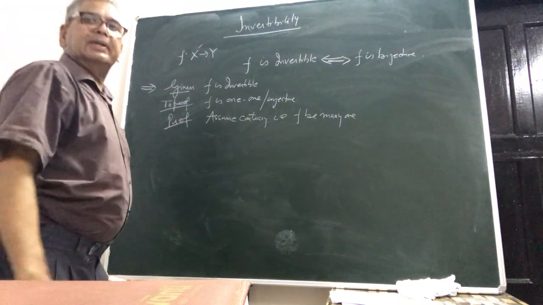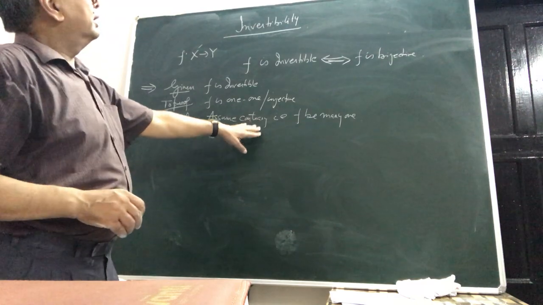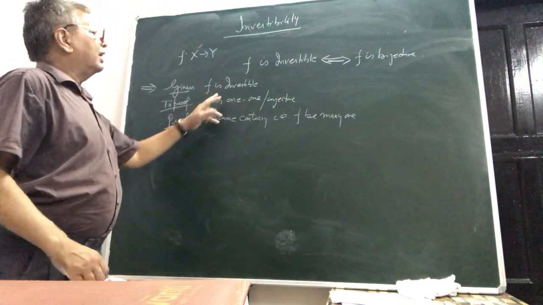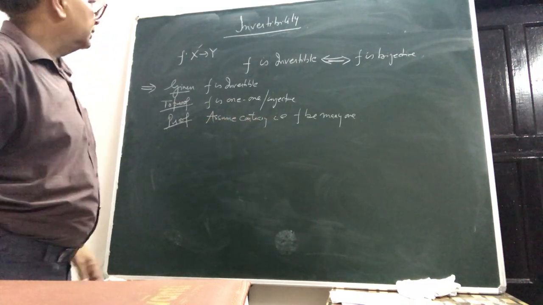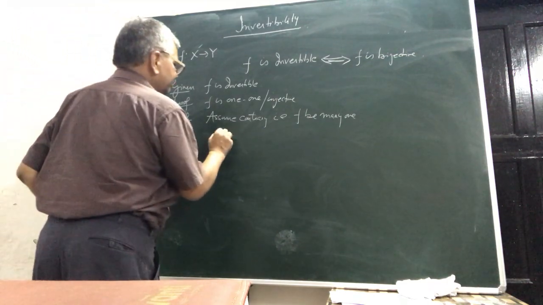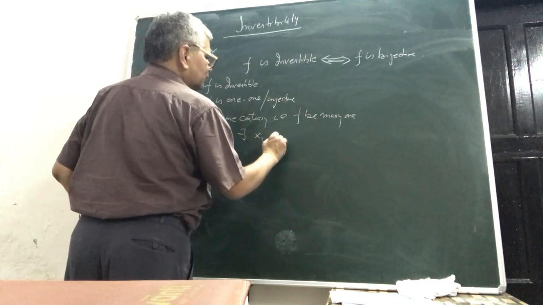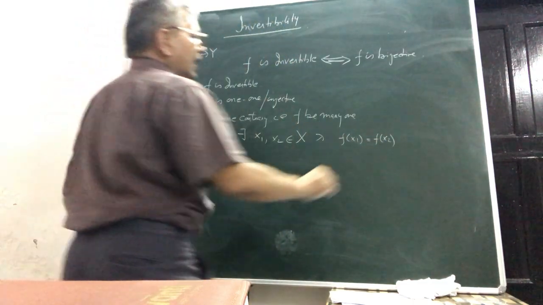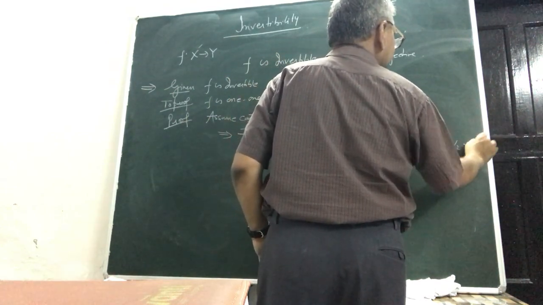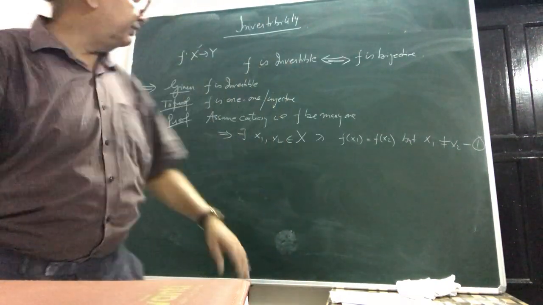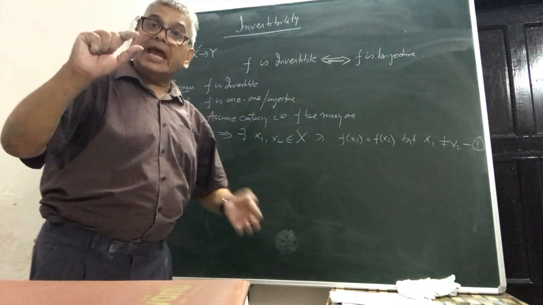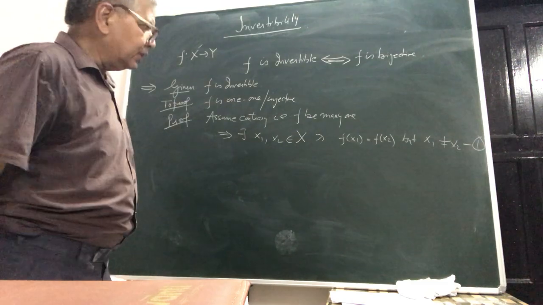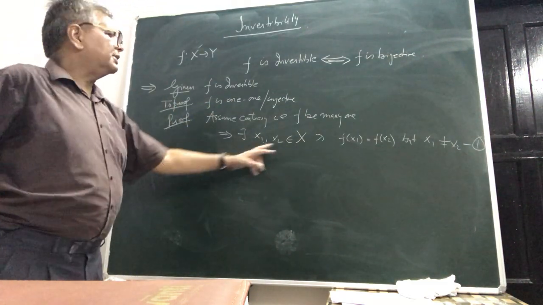Now, if f is many-one, then what will happen? Here it has been given that f is invertible, and you have to show that f is one-one. So you are assuming that f is many-one. What does it mean? This implies there exist x1, x2, two distinct elements in X, such that f(x1) is equal to f(x2). This is pretty obvious, because if it is many-one, then at least two elements will exist which have the same image. There could be many more, but at least two elements will certainly exist having the same image, and this is what we are writing.